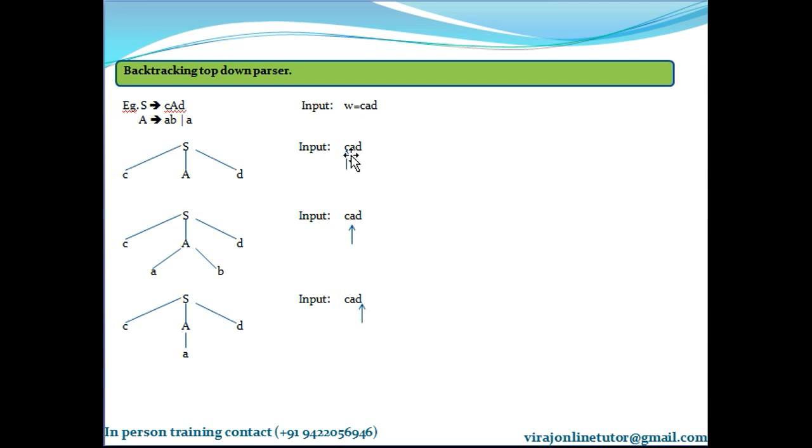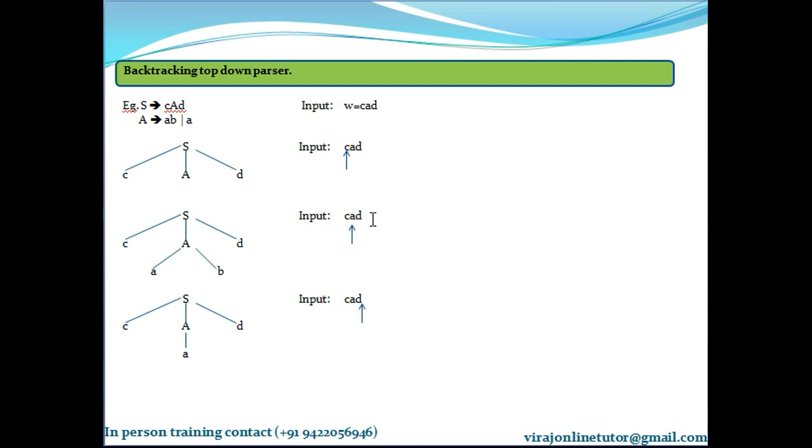After I increment the pointer, small a is not matching with capital A, right? So I replace capital A with its first option, which is AB. Is small a matching with small a now? Yes. So I increment the pointer and now it points to D. Is B matching with D? No. So since B is not matching with D, I am not able to parse this input string properly.